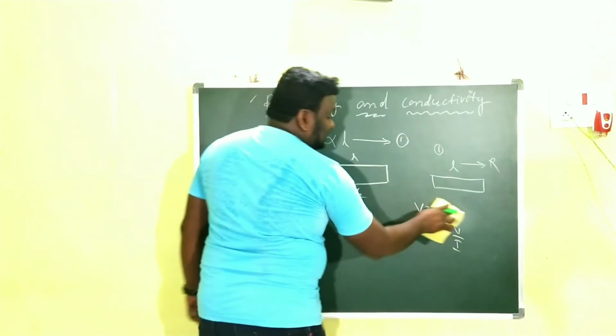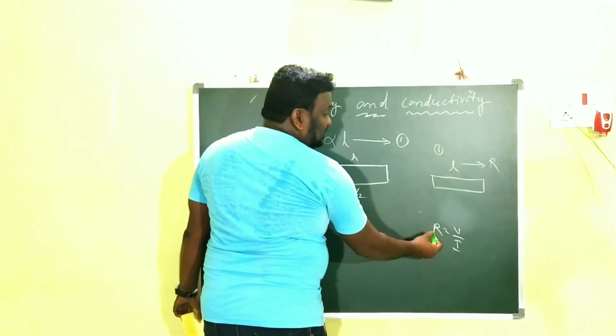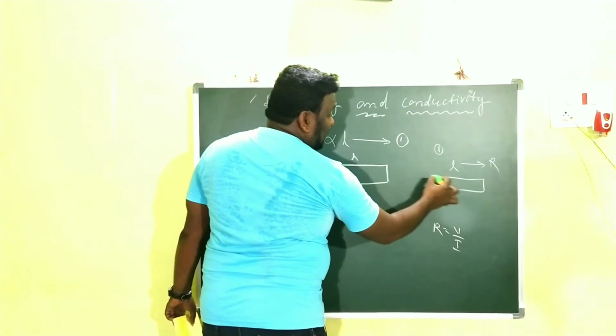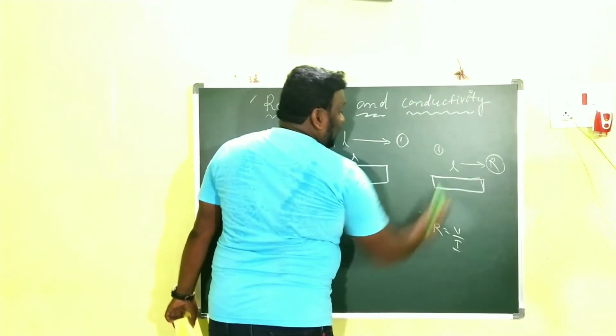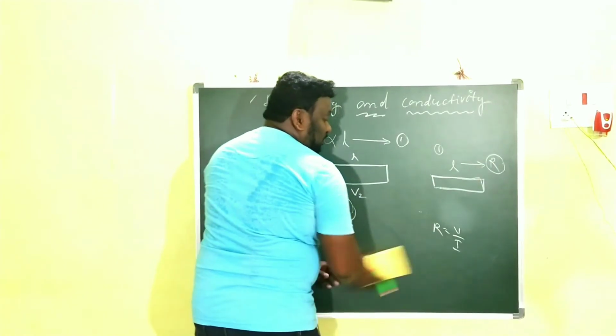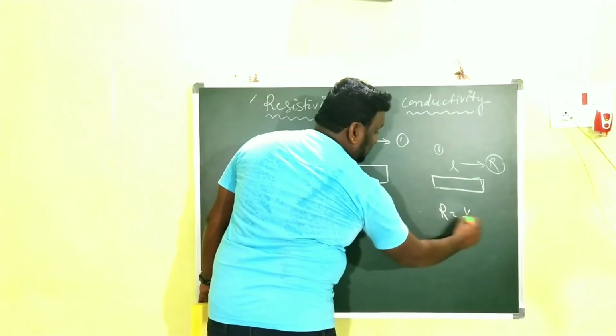So here this is R, which is what? Resistance. When we have only one slab of length L, then its resistance is R. And that should be written as R is equal to V by I.